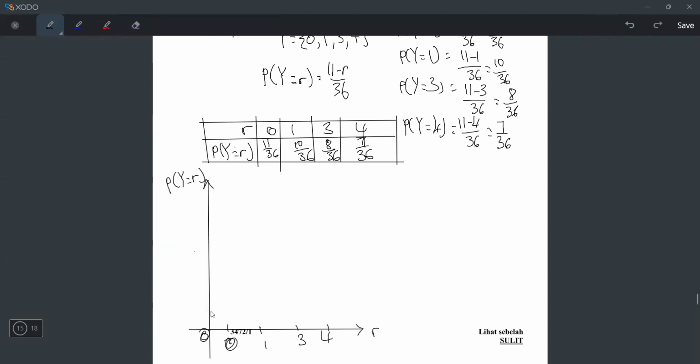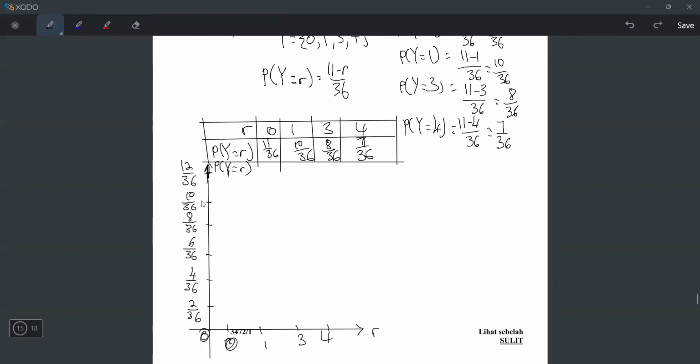Because we have a big space here, so 2 over 36, and then up 4 over 36, up 6 over 36, up 8 over 36, up 10 over 36, up, okay, 12 over 36. Okay, and remember you have to write this on your y-axis: P(Y) equals r. Okay, now you can start to plot.